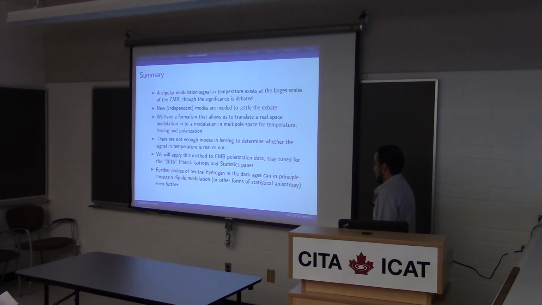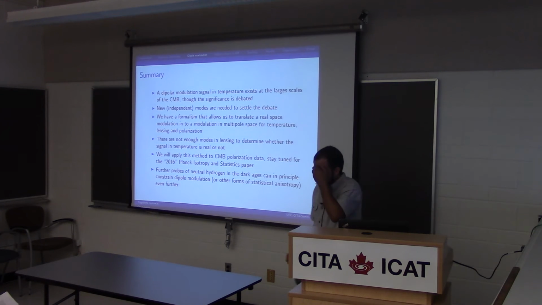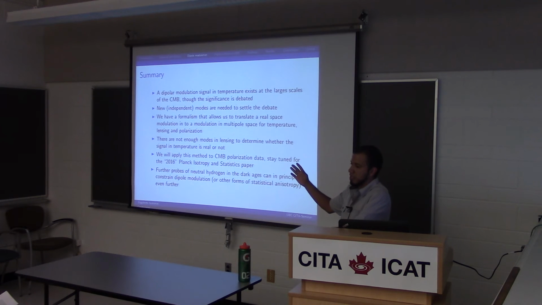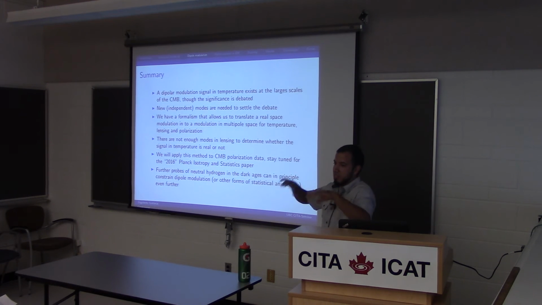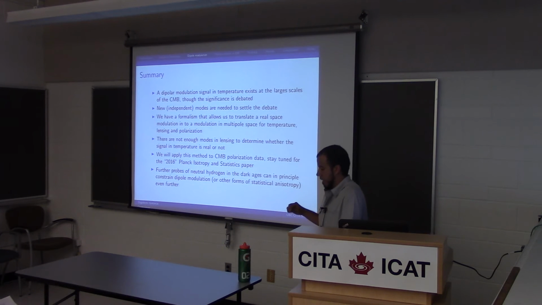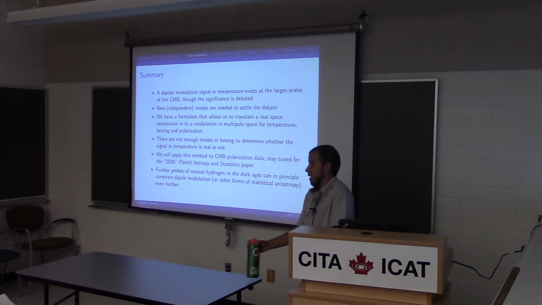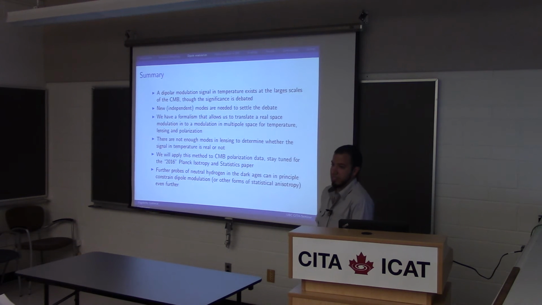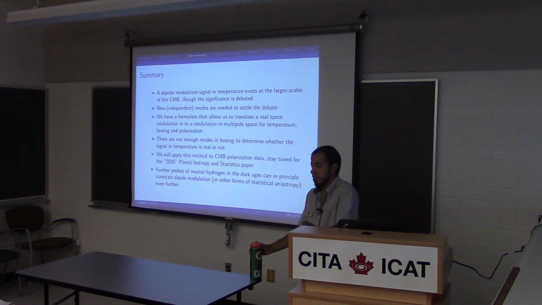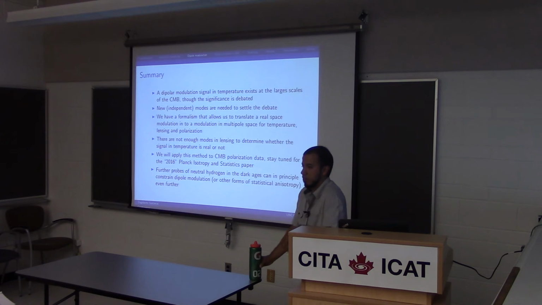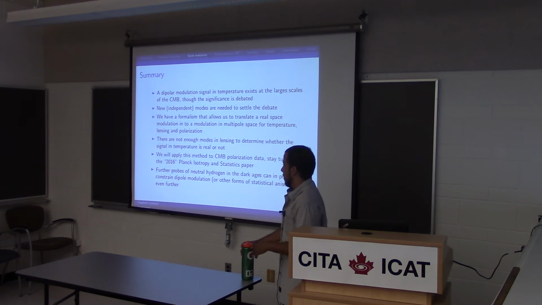So just to summarize part one, we have this dipole modulation signal on the large scales of the CMB. The signal is not going away. This is a feature of the universe that is there, but it's not very significant. Cosmic variance does a fantastic job of explaining it, as do many models. So you'd like to look for independent modes, different ways of following up.